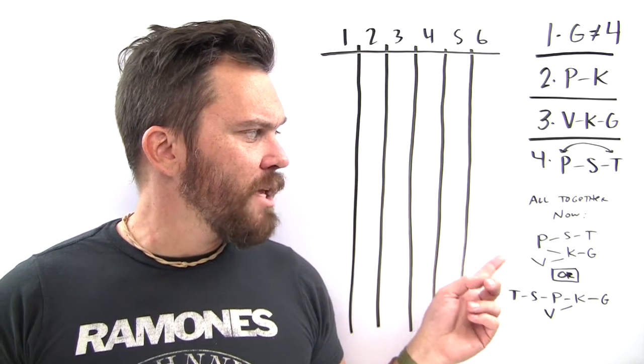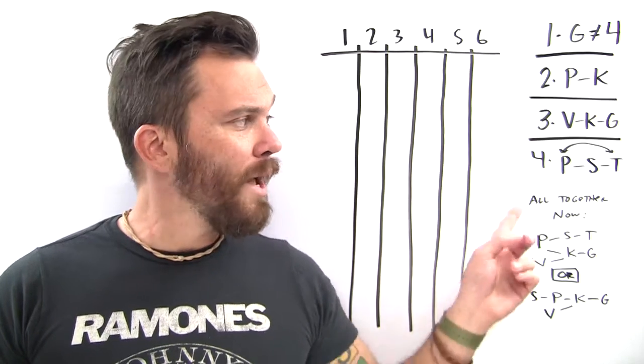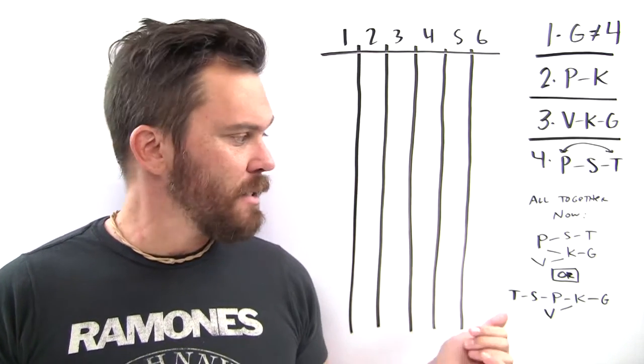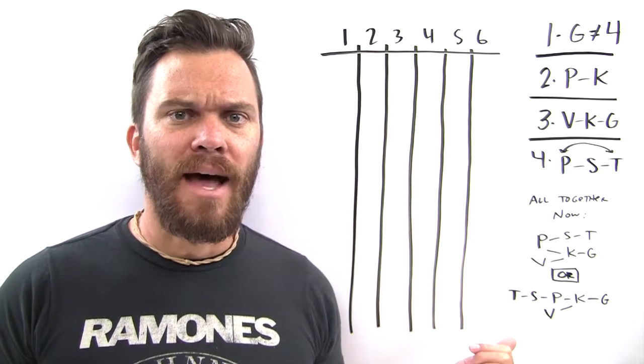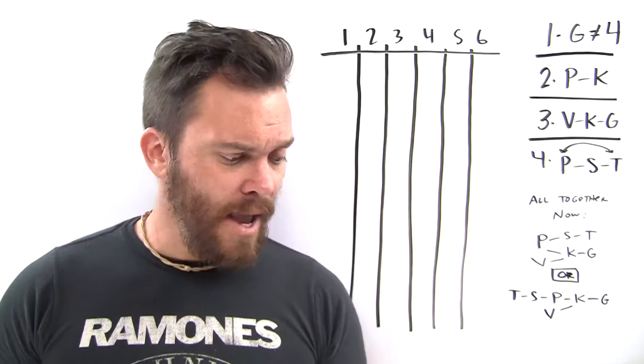So either we have P before K and G and also before S and T, or else you flip that around and P is after S and T, in which case we get just a nice straight line to deal with. Either way, let's plow ahead.